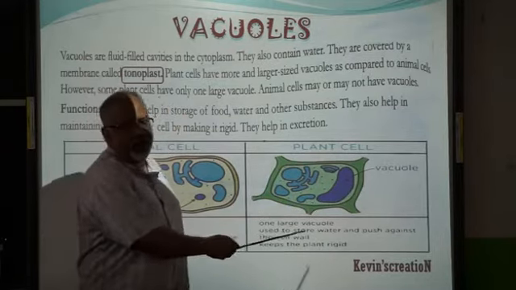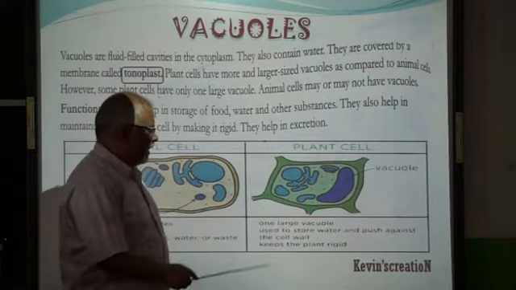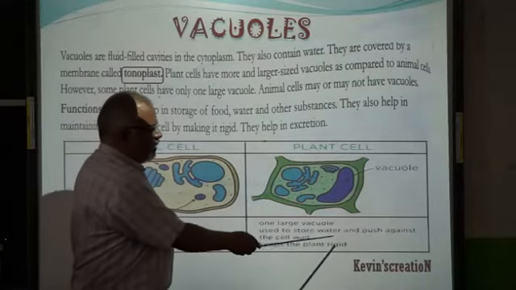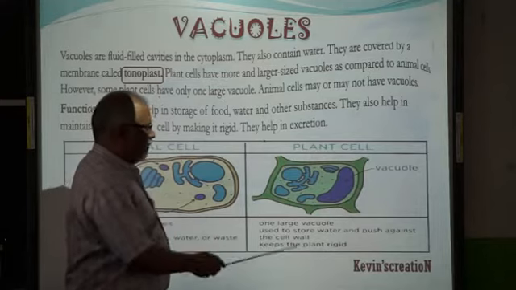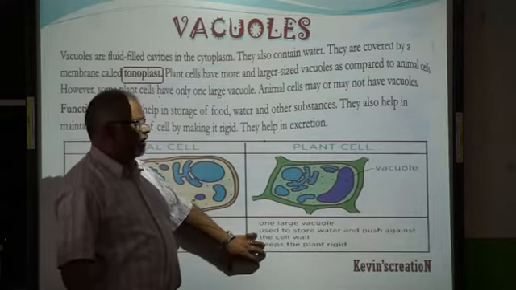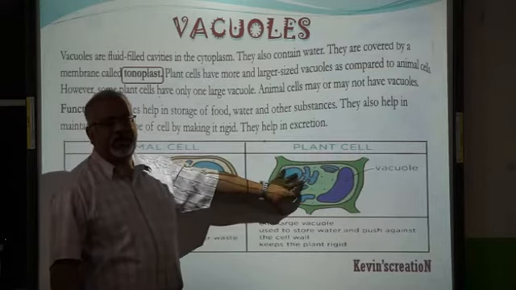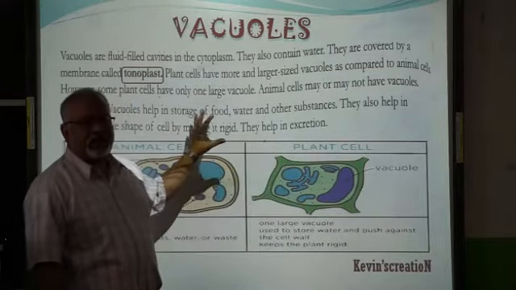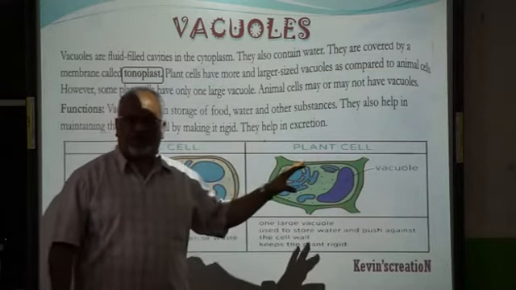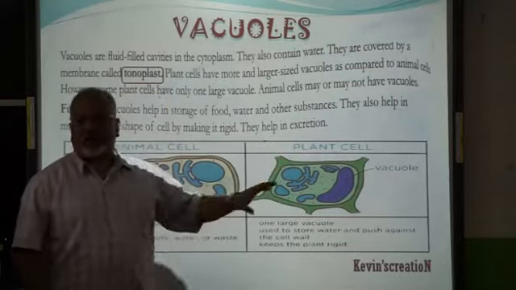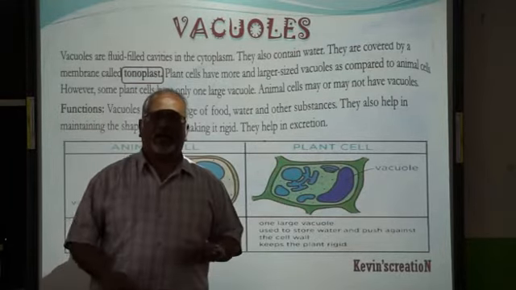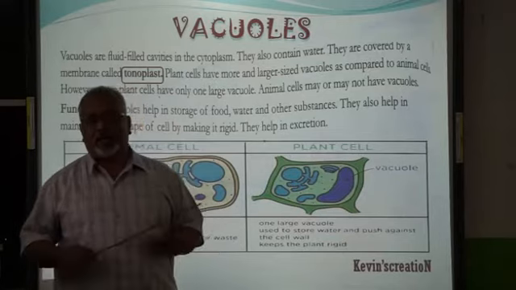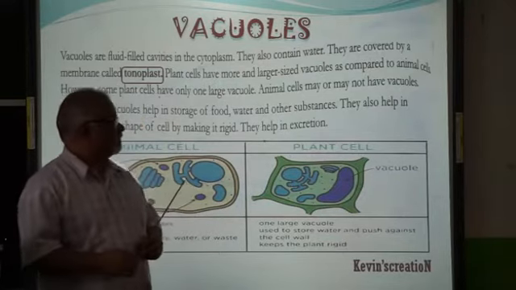One large vacuole, a single vacuole which is large. It is used to store water and push against the cell wall. It keeps the plant rigid and also gives shape to the plant. So we discussed the vacuoles. In plant cell you have only one large vacuole, whereas in animal cell it may or may not be there.